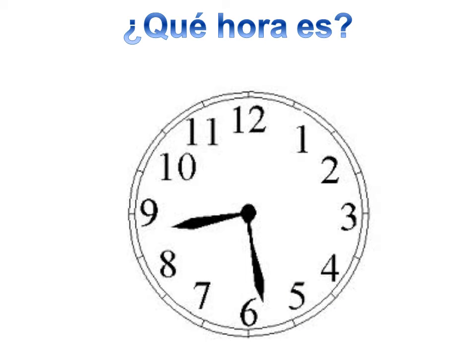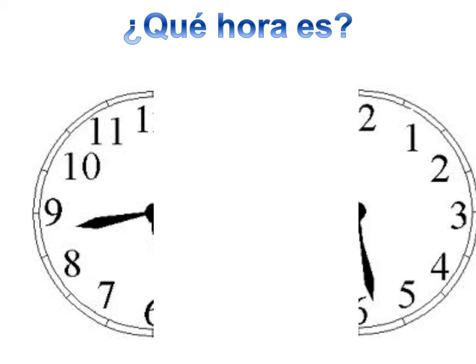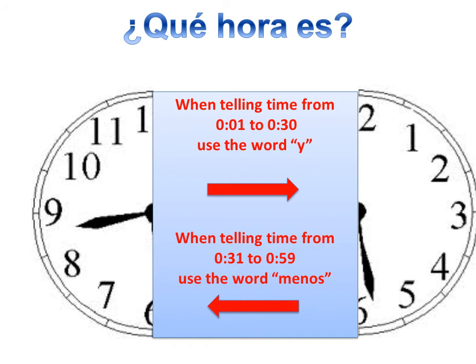All right, now we're going to talk about how to say minutes on the clock, okay? So we already know how to talk about an hour, like if it's an exact hour, but say if you wanted to say it's 1:30 or 2:15 or whatever, we're going to learn how to say that right now, okay? So when telling time from the 1 minute mark to the 30-minute mark, you are going to use the word E in order to combine the hour and the minute.